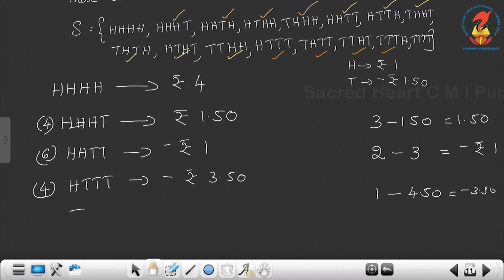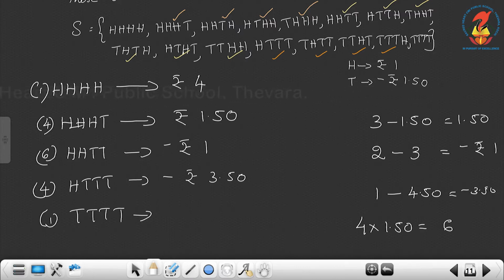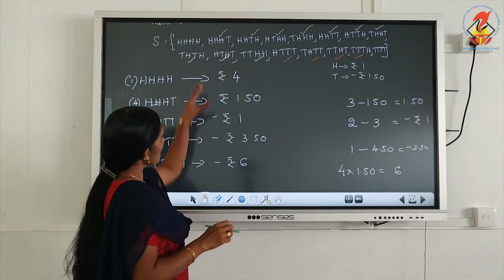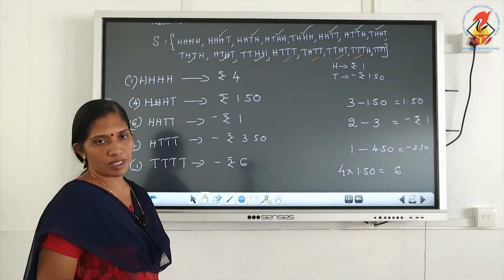And the last case, that is 4T. That is only one case. 4T means 4 into 1.50. That is 6. But it is negative. So it is minus 6. Minus 6. So these are the possible amounts.